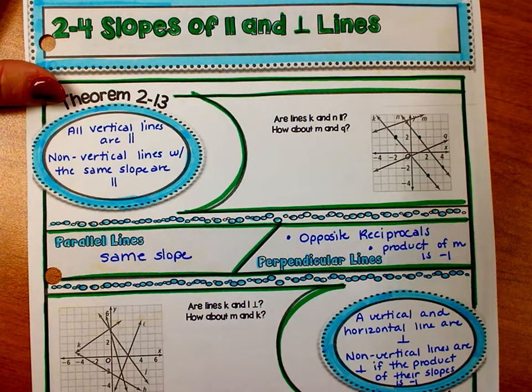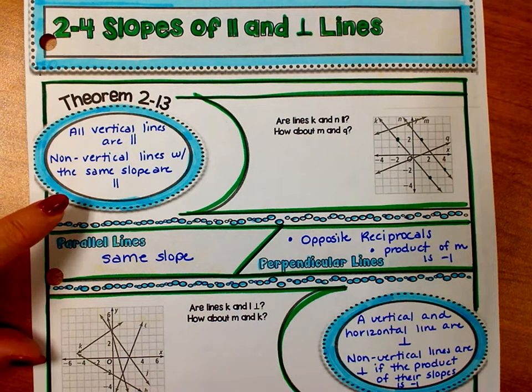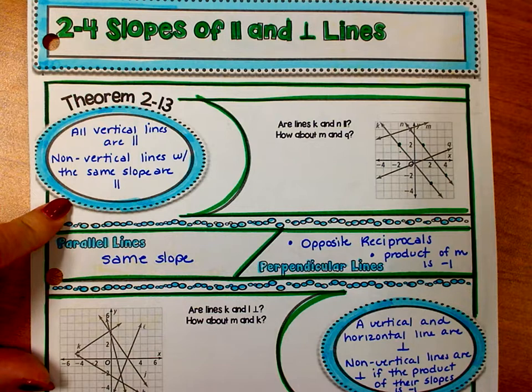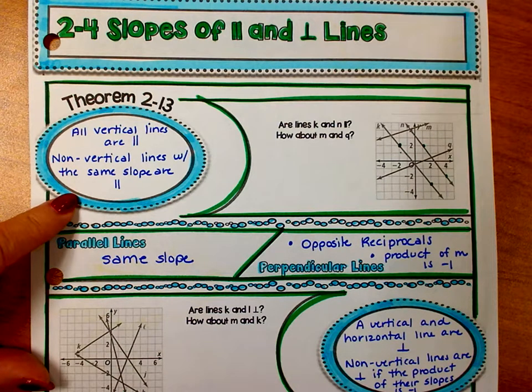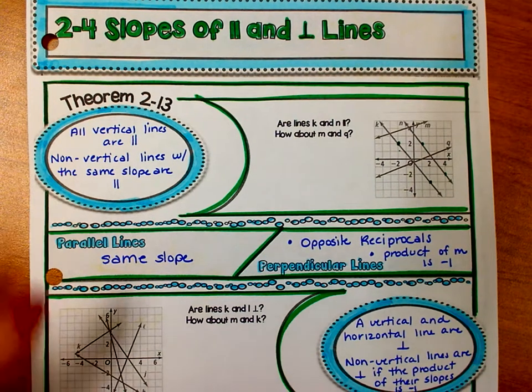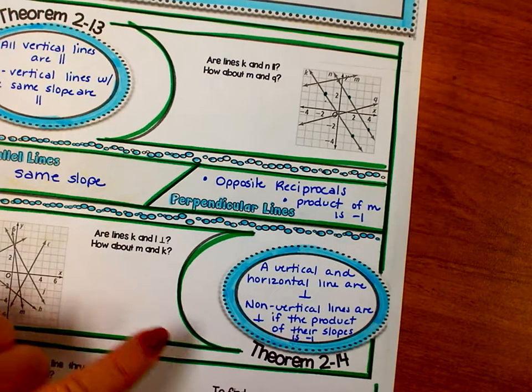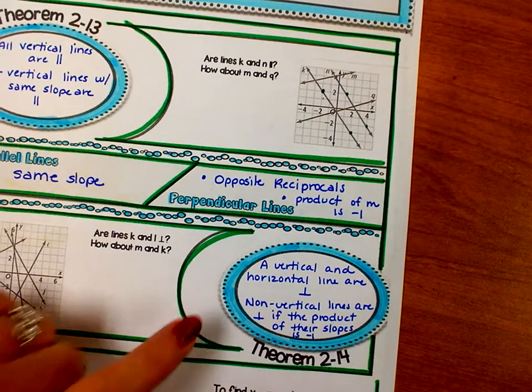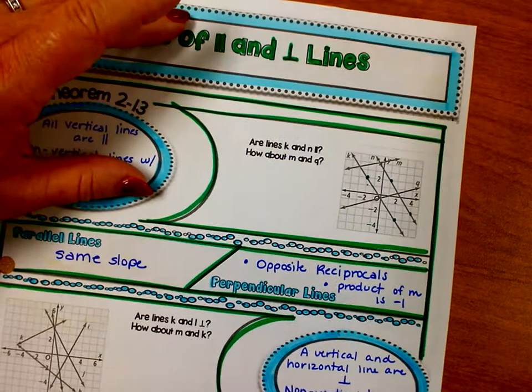Section 2.4, Slopes and Parallel and Perpendicular Lines, discusses two theorems. The first theorem, 2.13, says that all vertical lines are parallel and non-vertical lines with the same slope are parallel. Theorem 2.14 says a vertical and horizontal line are perpendicular and non-vertical lines are perpendicular if the product of their slopes is -1. All right, let's take a look at an example.